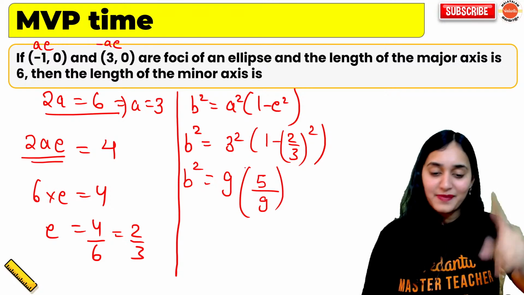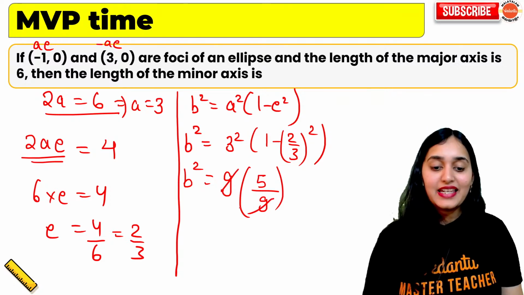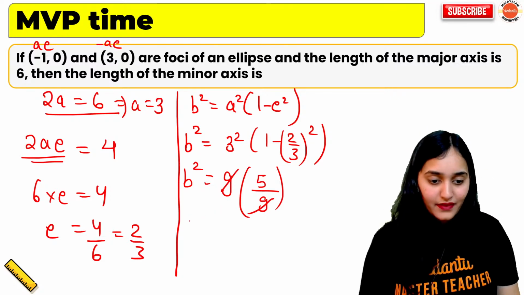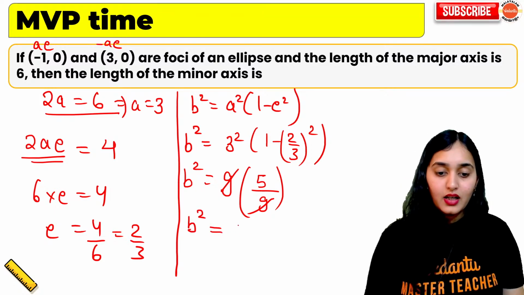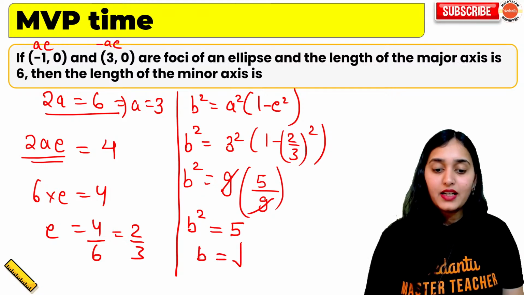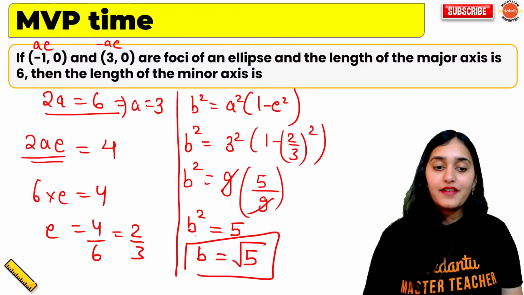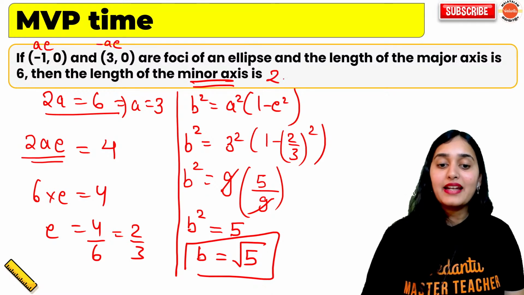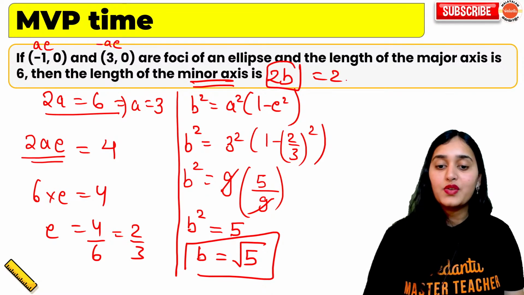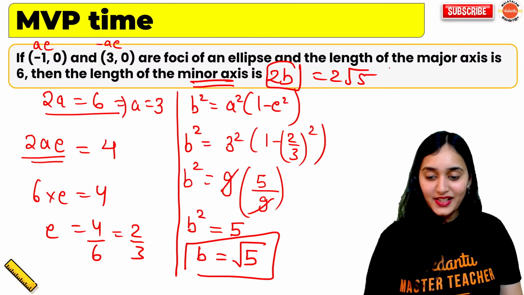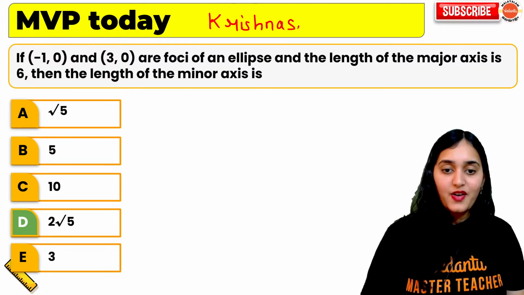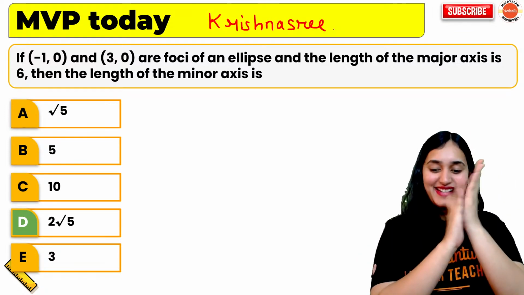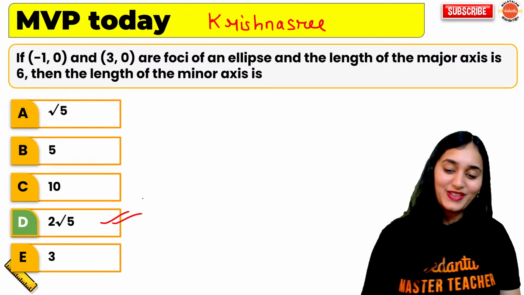Krishna Shri is absolutely right. So 9 cancels and we have b square as 5. So b will be root over 5 and we want the minor axis. Minor axis is 2 times b, that is 2 root 5. Absolutely right, Krishna Shri. MVP today is Krishna Shri. Congratulations. So the right answer is 2 root 5.